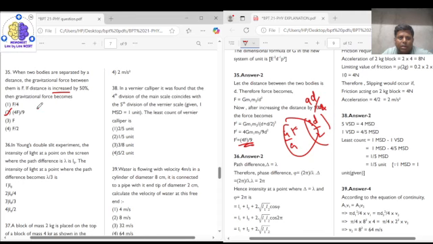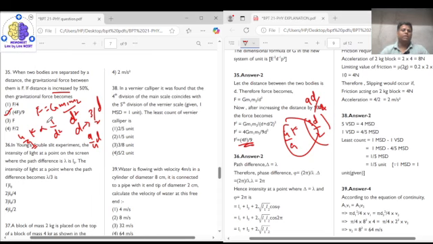Because we have the formula F is equal to G m1 m2 upon r square, or you can say d square. So F is inversely proportional to d square. Now d is changing to 3 by 2 d. So squaring will give you 9 by 4 d square, right? Now because it is in the denominator, force will become 4 by 9 times, right?